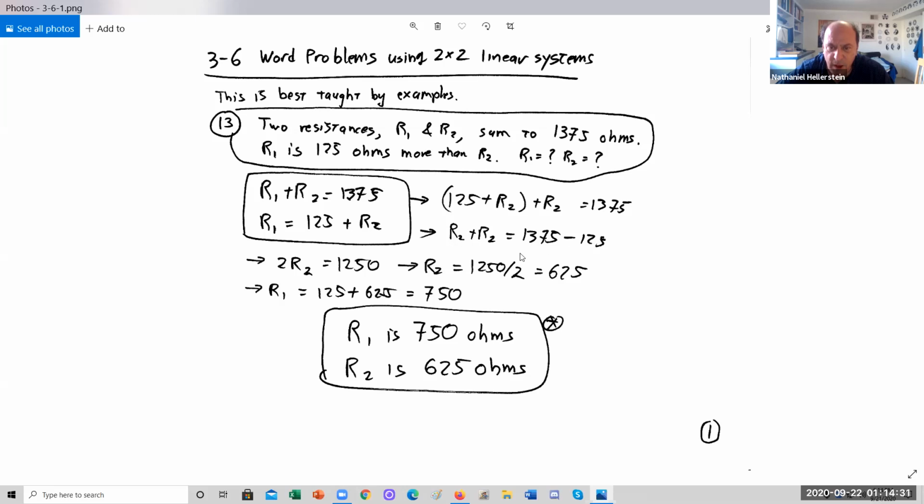Okay, simplify, you get 2R2 on the left, 1250 on the right. To solve for R2, we divide both sides by 2. Get R2 equals 1250 over 2, which is 625. R1 is 125 plus R2, so we take 125 plus 625, which makes 750. So resistance 1 is 750 ohms and resistance 2 is 625 ohms.